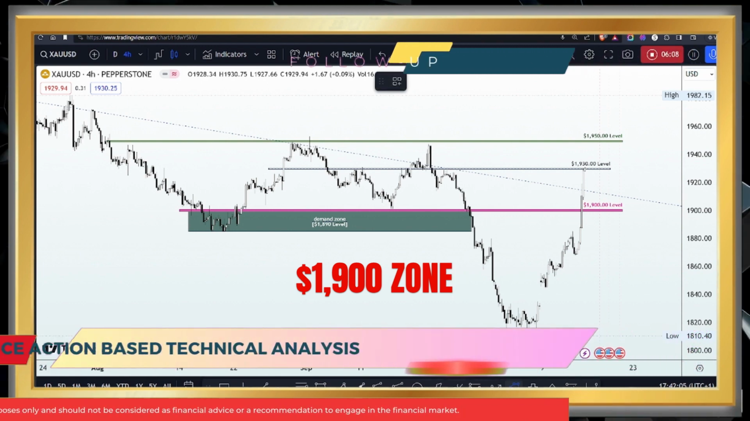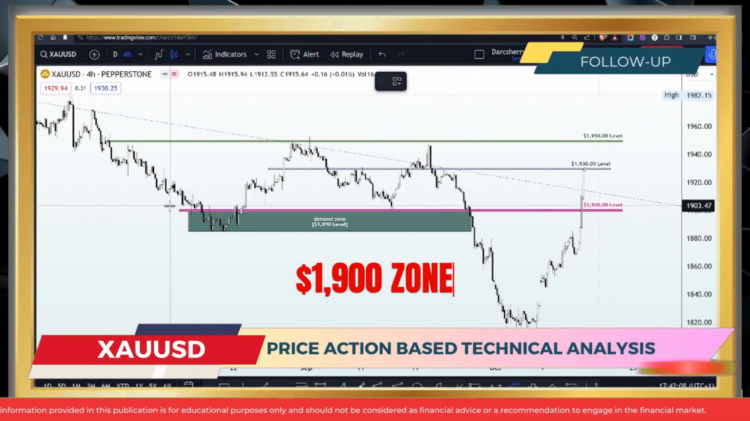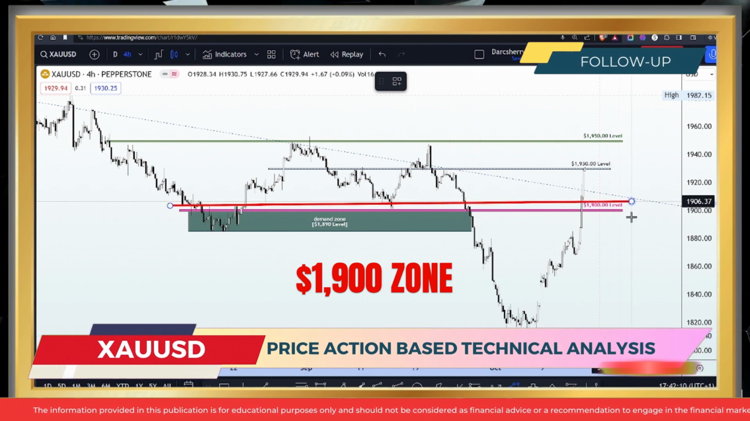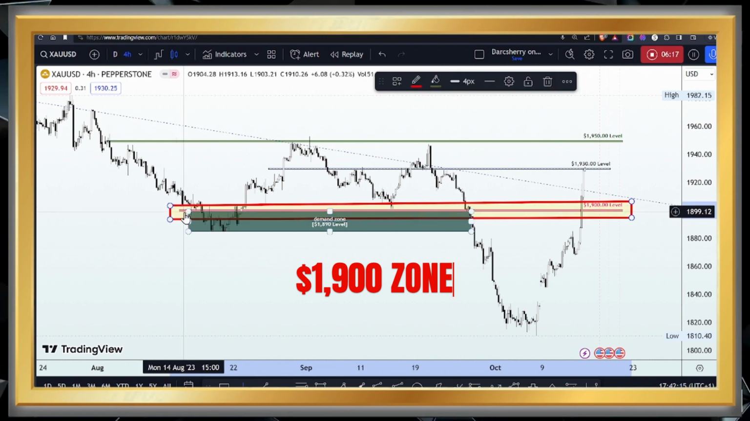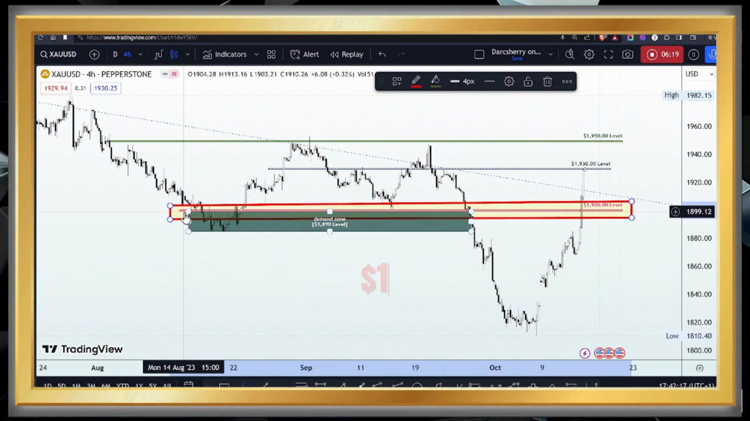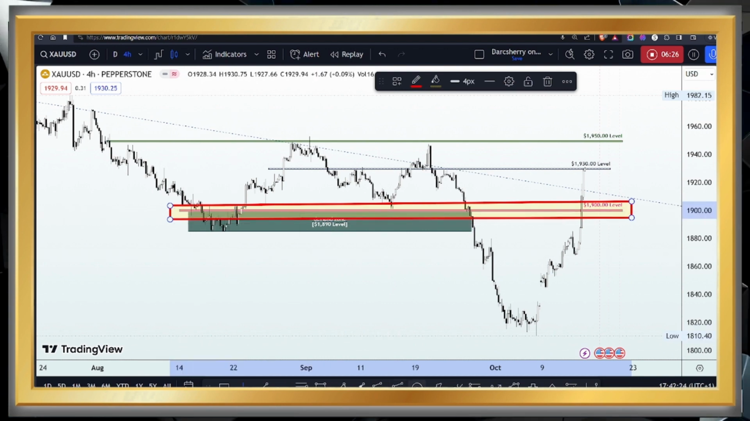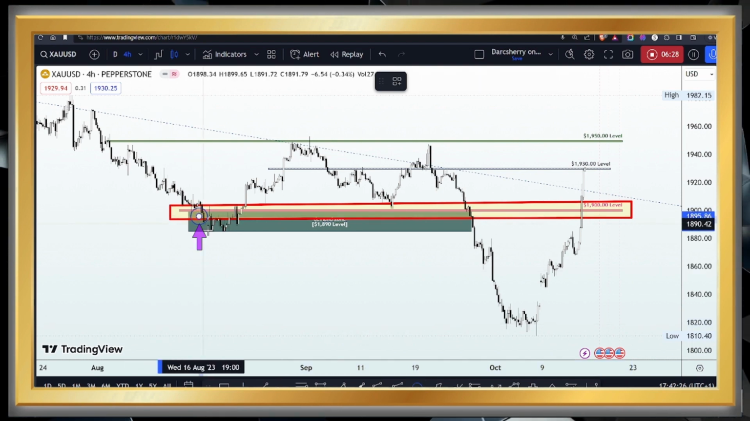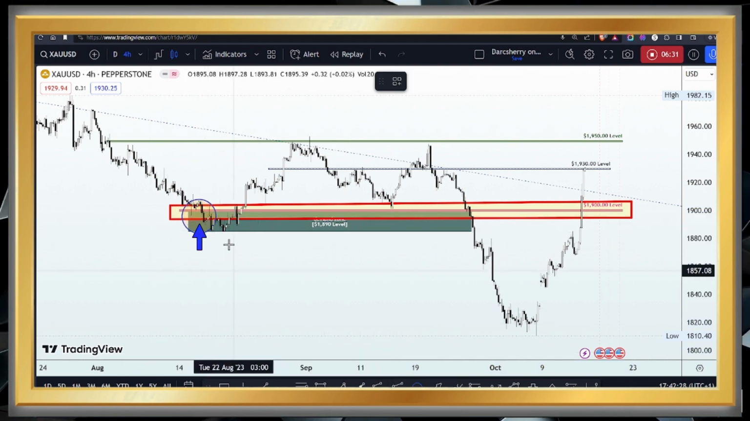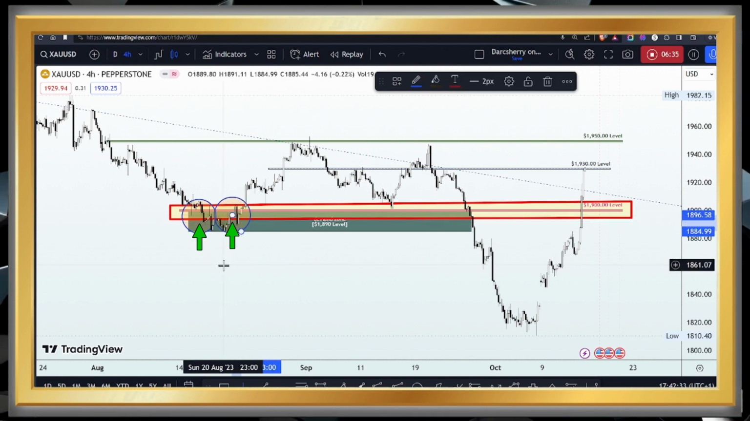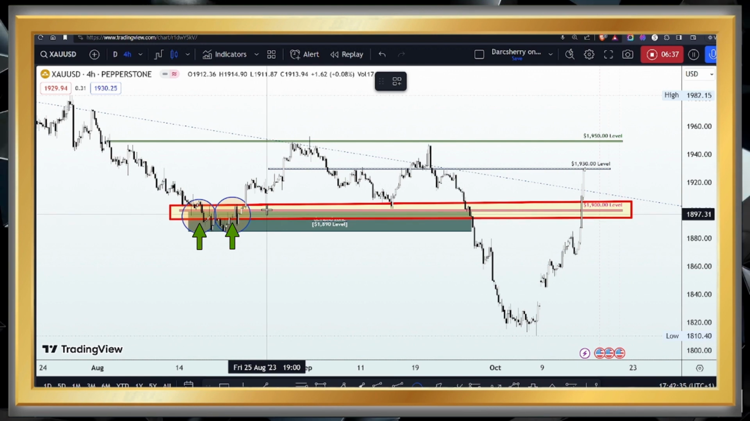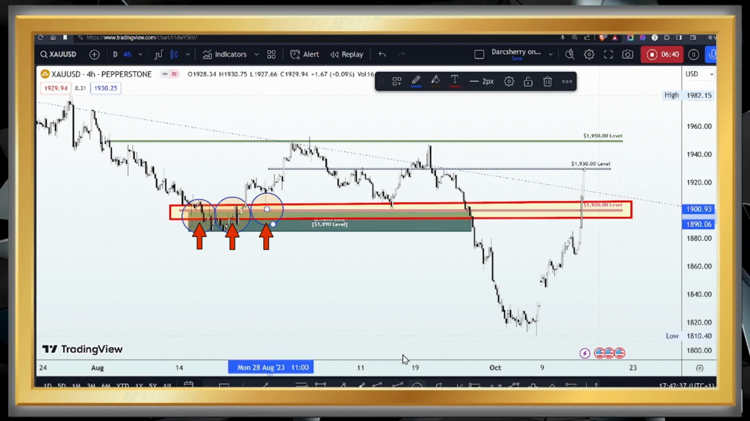1900 area. Now, if you look at the structure, this key level here had played a major role in determining the direction of price action since the month of August. Now, in the month of August, and I think some of September, we saw how this zone at the 1900 area had played a major role for buyers in this market. So it's serving as a demand zone, as you will see right here.